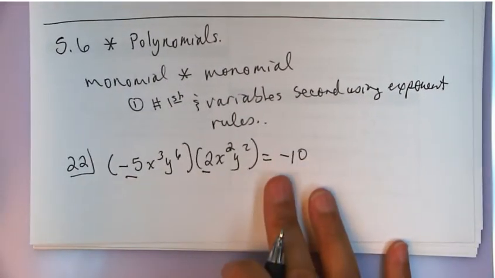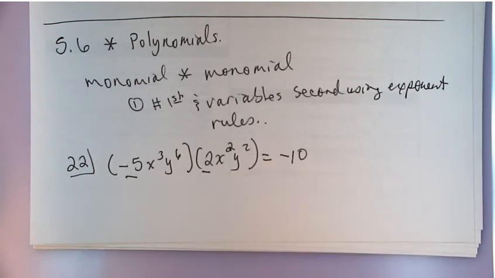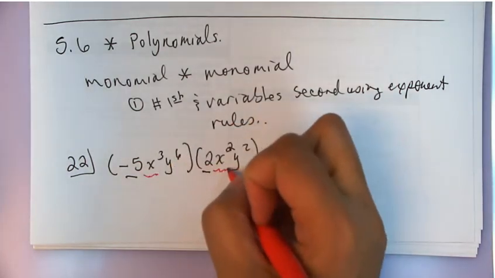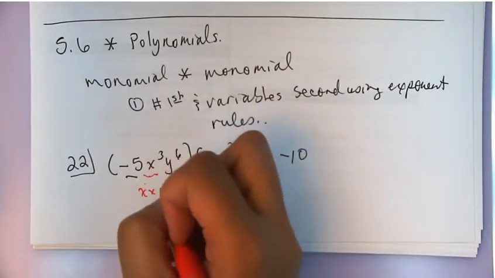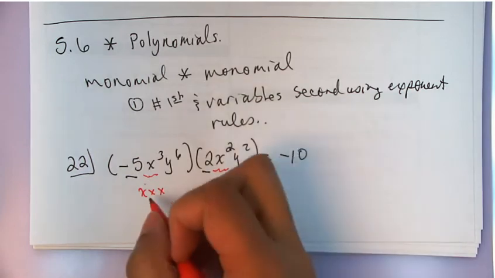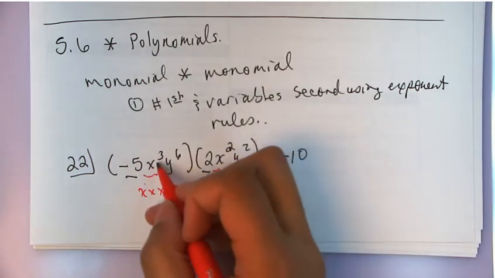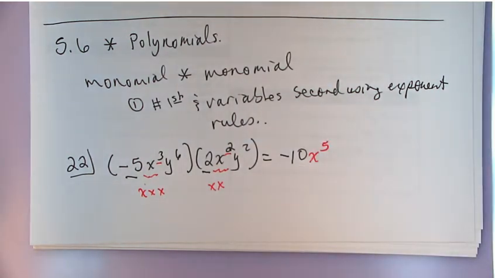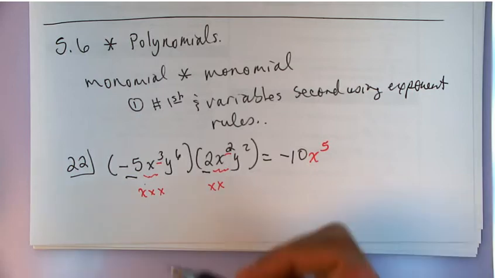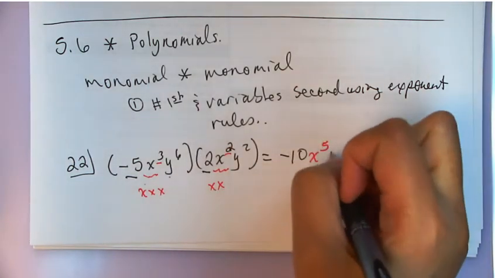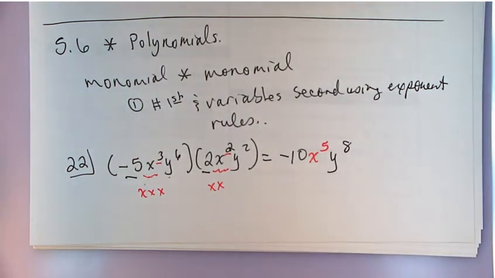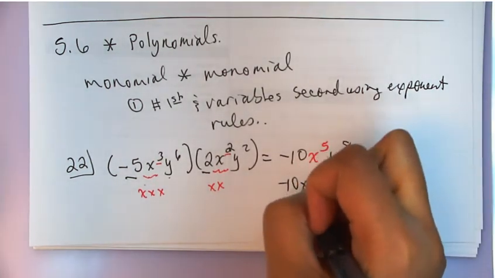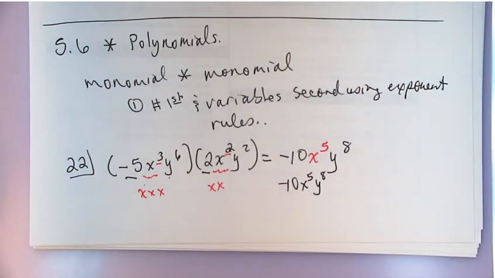And then let's do our variables. Well, I've got x to the third, and I've got x squared. So x to the third means x, x, and x. X squared means x and x. So how many x's do I have now? 5. We add the exponents, so I end up with x to the fifth. Do y'all remember that? We just did it back in 5.1. I know that was 5 sections ago, but the rules stay the same. Y to the 6th times y squared is y to the 8th. And that is my answer. Negative 10, x to the 5th, y to the 8th. Okie dokie. Let's move on from that.